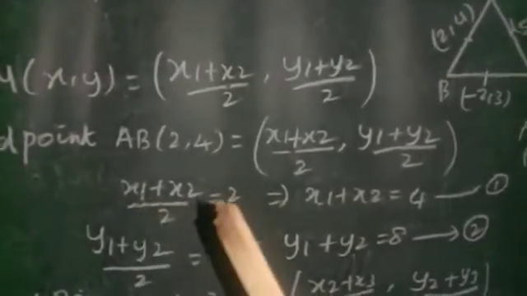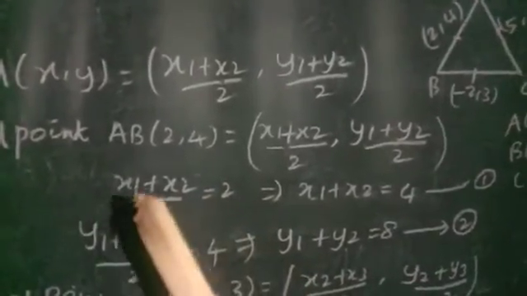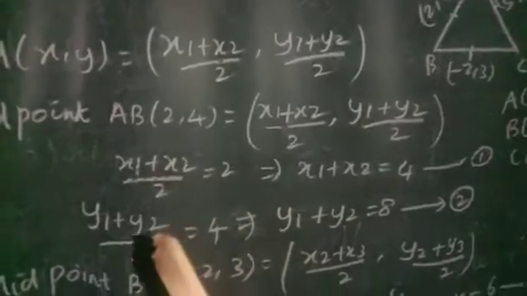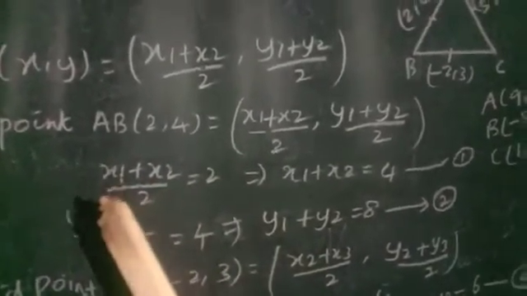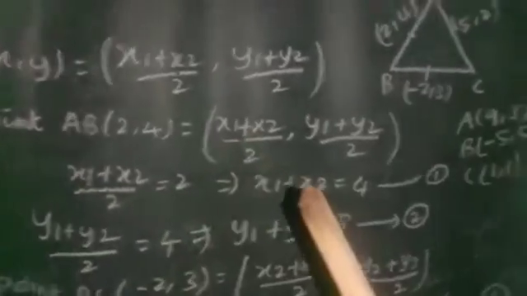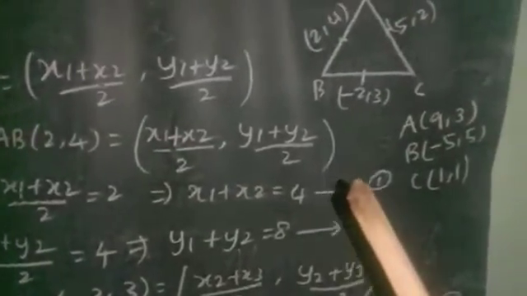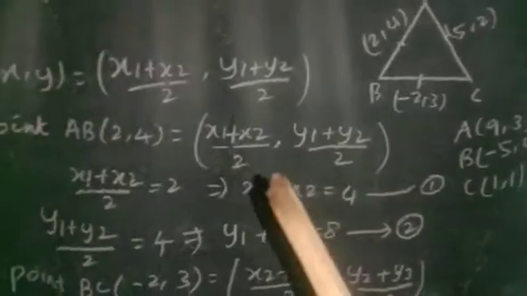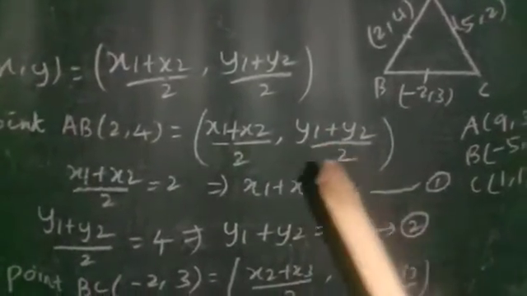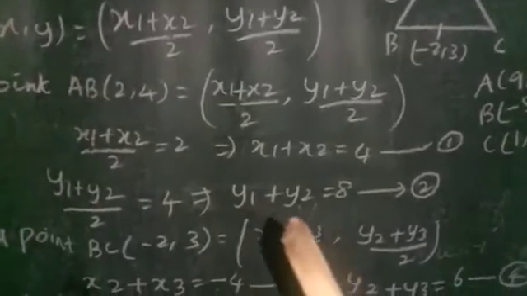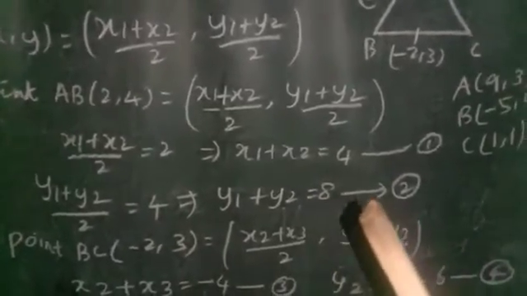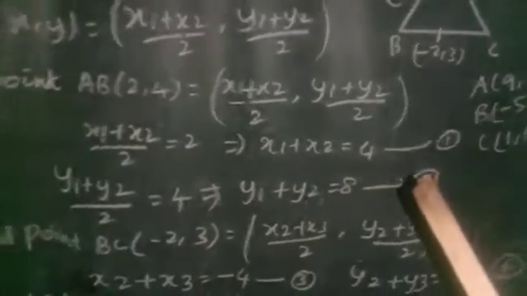Now we use the cross multiply method. x1 plus x2 is equal to 4. So this is the first equation. Second one, (y1 plus y2) divided by 2 is equal to 4. Then we write y1 plus y2 is equal to 8. Here we mention the second equation.